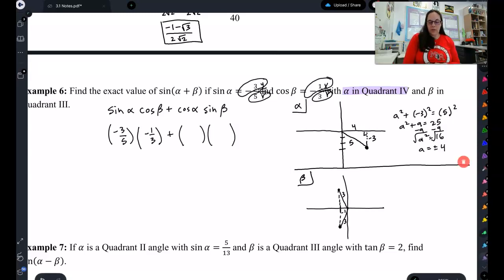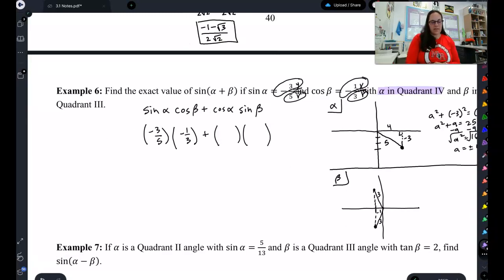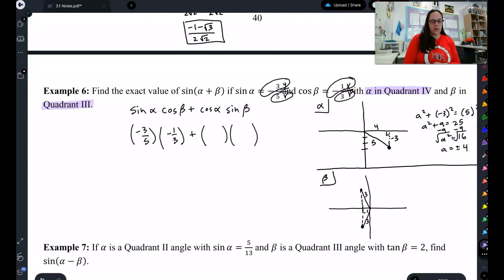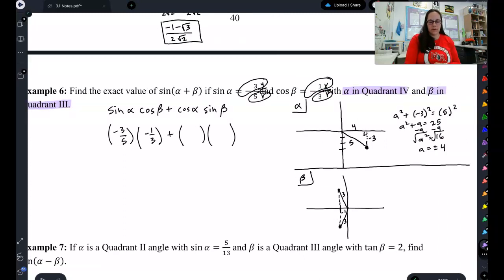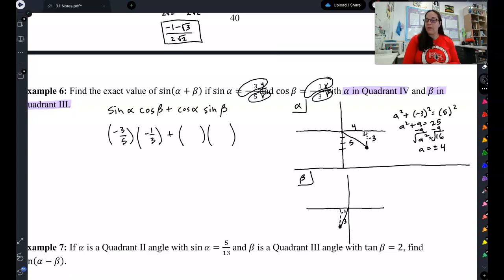So we look at what the instructions say. It says that beta is in quadrant 3. So I'm going to erase my quadrant 2. And there's my triangle. It has an x value of negative 1, r value of 3, and it's in quadrant 3. So once again, I can do Pythagorean's theorem to find my missing side.